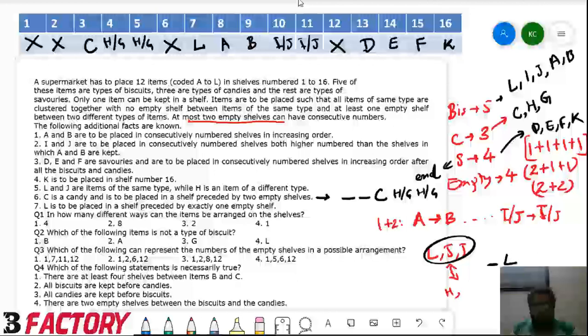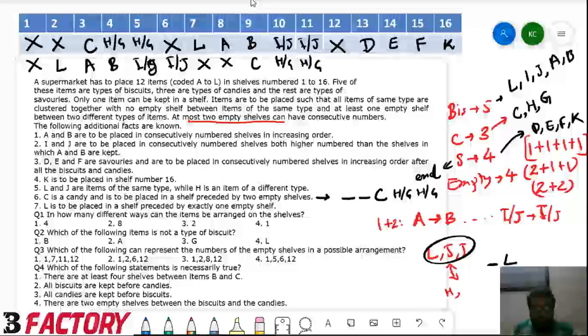The other case can be when biscuits are before candies. Then that case is empty, then we have again L, A, B, I or J followed by two empty cells. Then C, H or G, H or G. 12 to 16 is intact. So these are the two possible ways. Now let's look at the questions. In how many different ways can the items be arranged? Two different ways we have.